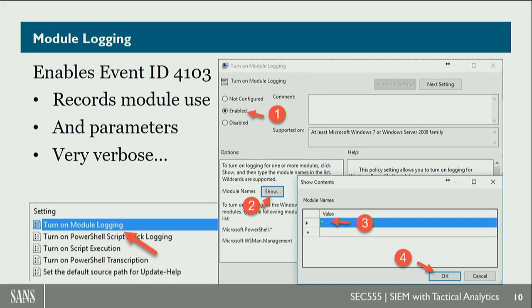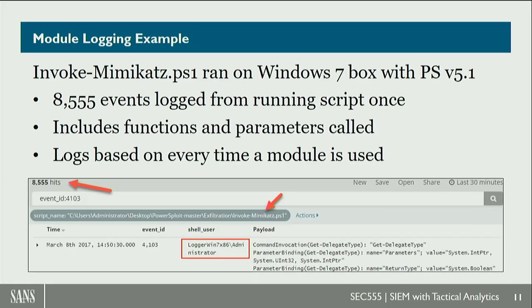So module logging, this is the older logging format. The newer versions are much better. It's event ID 4103. This is every single time, basically, you invoke a cmdlet, it's going to cut a log. If you do Get-ChildItem, and you run it 5 times, it's 5 different logs. Okay? So, as a result, it's huge. Watch this. Invoke-Mimikatz. If I want to steal your credentials out of RAM, and I'm doing module logging, that generates a small amount of logs at 8,555 events.